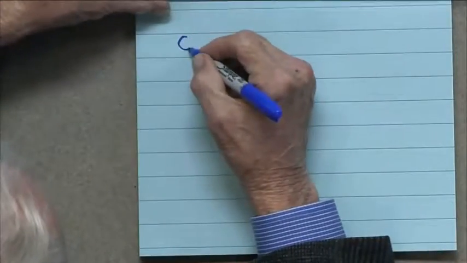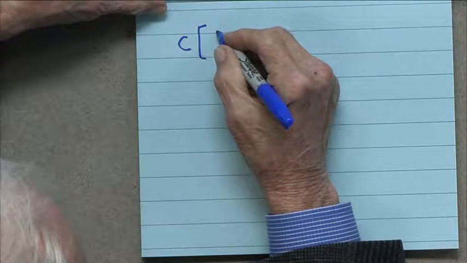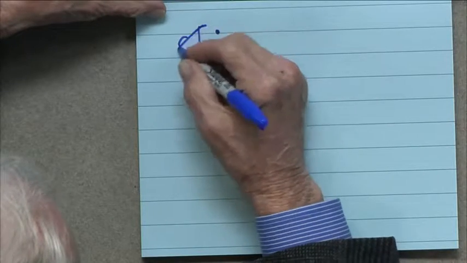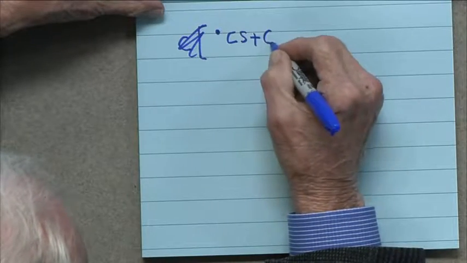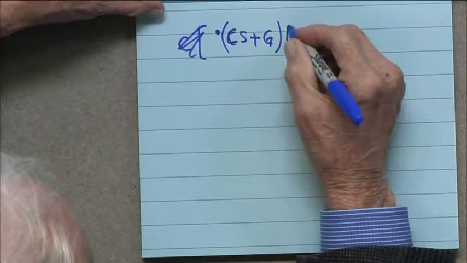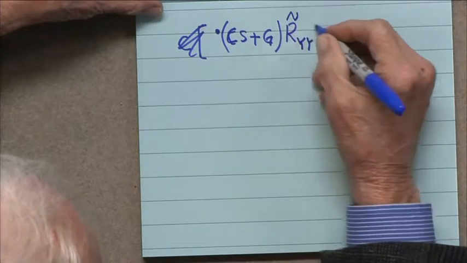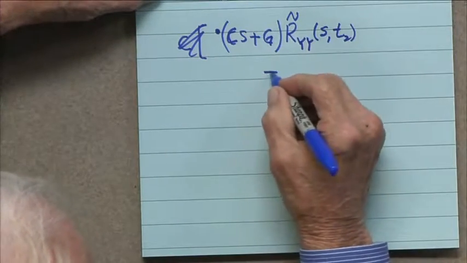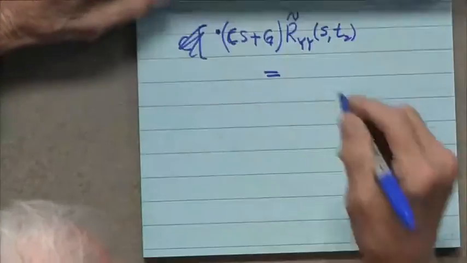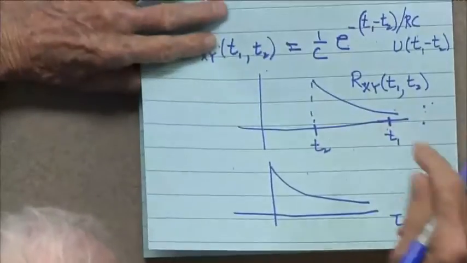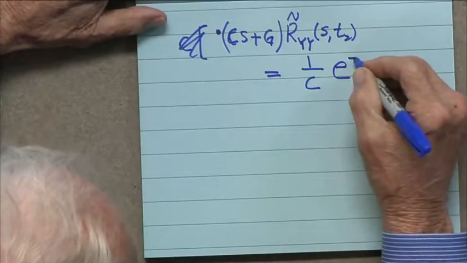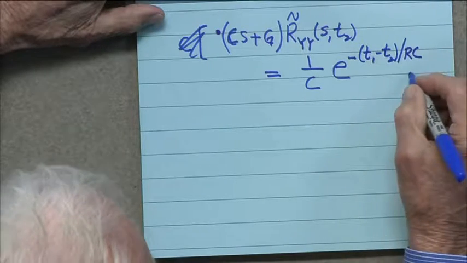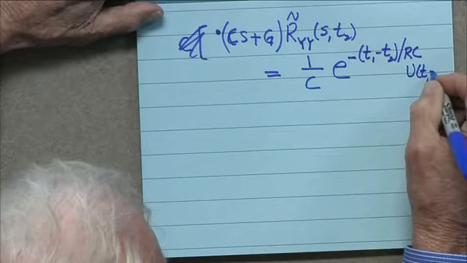So we have C times CS plus G times R_YY curly bracket S T2, and that happens to be equal to this thing here, 1 over C, e to the minus (T1 minus T2) over RC times the unit step T1 minus T2.